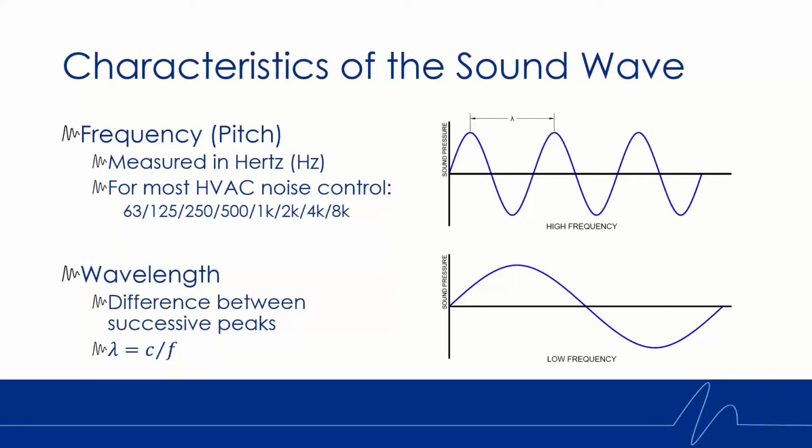Along with the frequency, we also want to consider the wavelength. And the reason the wavelength is important to consider is because, let's start by looking at a 63 hertz wave. The wavelength at that frequency is going to be about 18 feet long. Alternatively, if we look at the wavelength at 8,000 hertz, that wavelength is only going to be about an inch long. So the noise control measures that we'd have to take to control a low frequency noise versus a high frequency noise is likely going to be quite different.